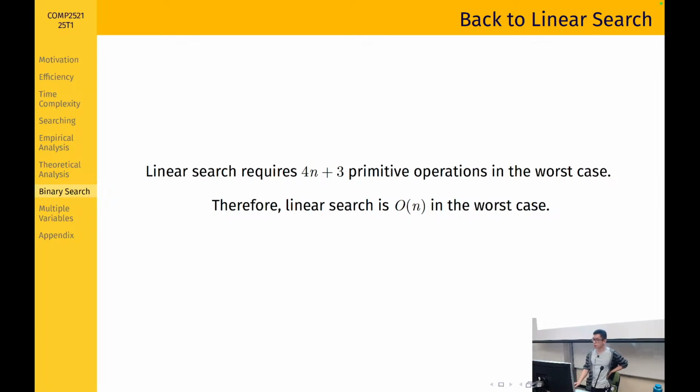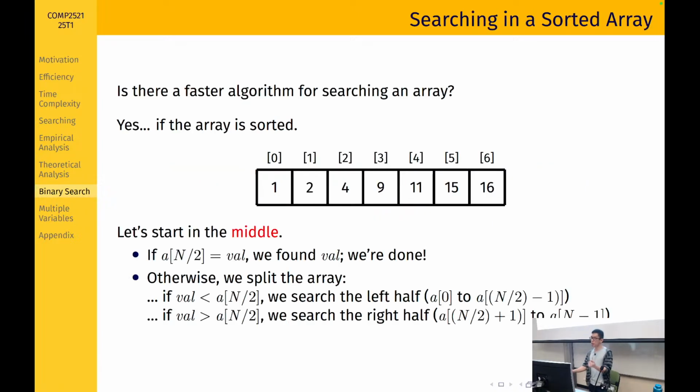Yeah, so the fact that it's sorted, right? So we have a more efficient algorithm that we can use if our array is sorted, okay? And that algorithm is called binary search. Why is it called binary search?